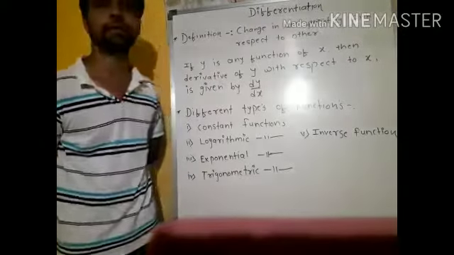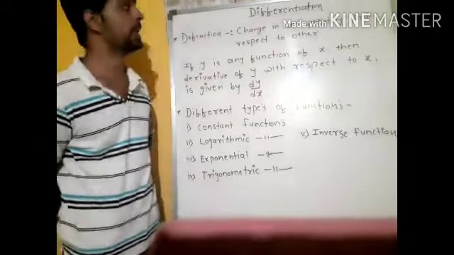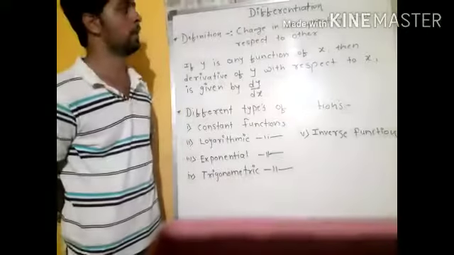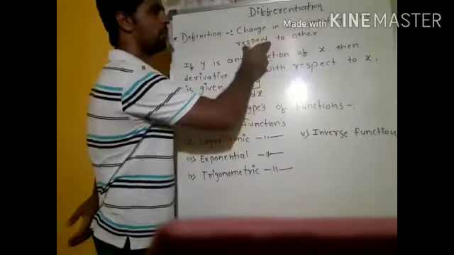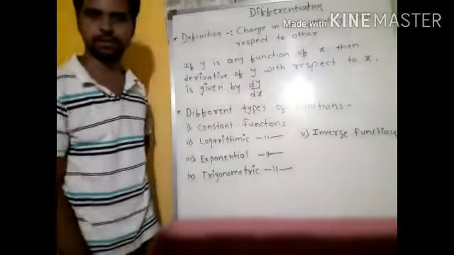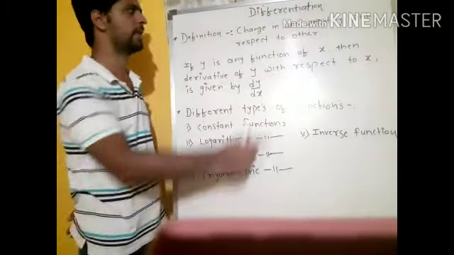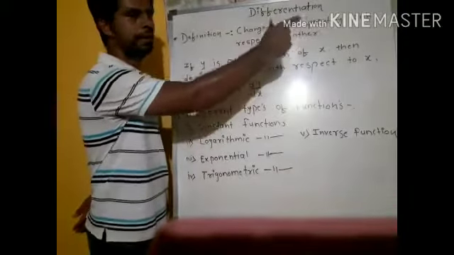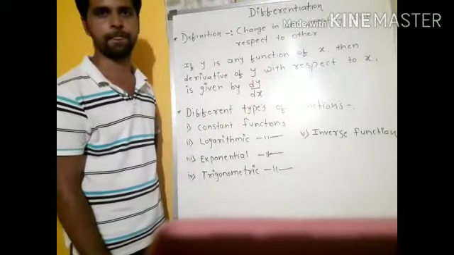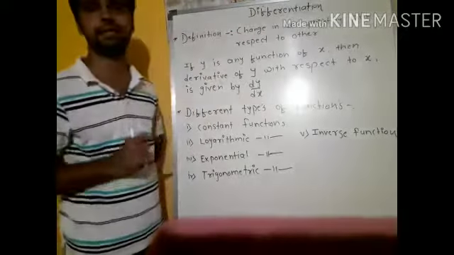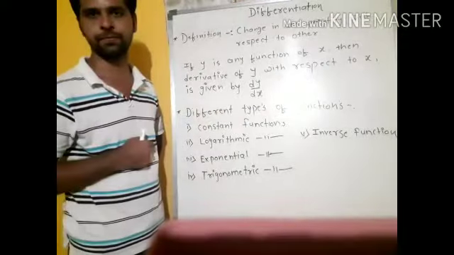Now let's recall the definition of differentiation. Change in one quantity with respect to other is called differentiation. We'll see it again. Change in one quantity with respect to other is called differentiation. How can you relate this definition to our general life?